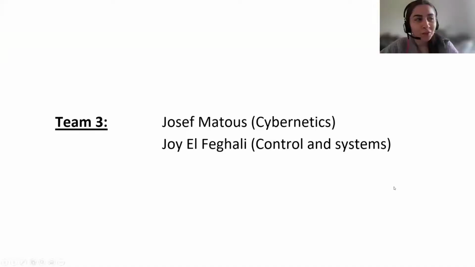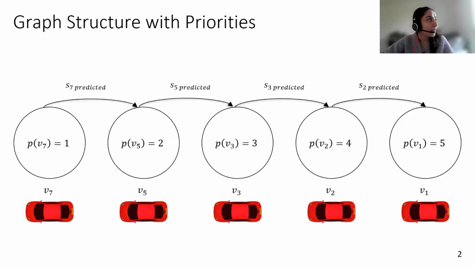Do you see my screen? Yes. Okay, so we're Team 3, composed of Joseph and I. I present the graph structure. We have the 5 vehicles, and the priority goes to the first vehicle, vehicle 7. And the vehicles are sharing their predicted distance.